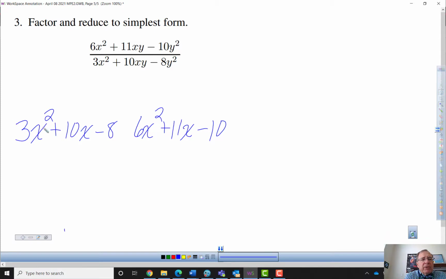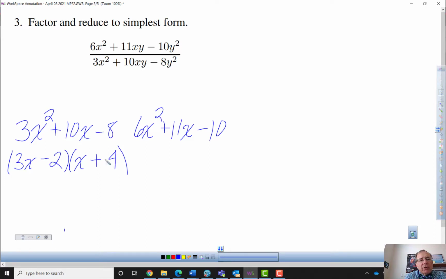So I'm actually going to start with the denominator expression because there's only one way I can factor 3x squared. So I have to have a 3x and an x. And to get a negative here, I know I have to have a positive and a negative. The middle term is kind of big, so I'm going to say plus 4 here and minus 2 here.